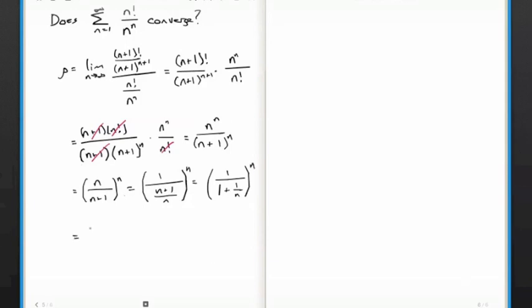So remember, with limits, I can use the quotient rule, and I can split this up into 1 to the n over 1 plus 1 over n to the n. 1 to the n just remains 1. And 1 plus 1 over n to the n, I know that equals e to the 1. So this becomes 1 over e. e is like 2.7 something, so this is definitely less than 1. So this thing converges.